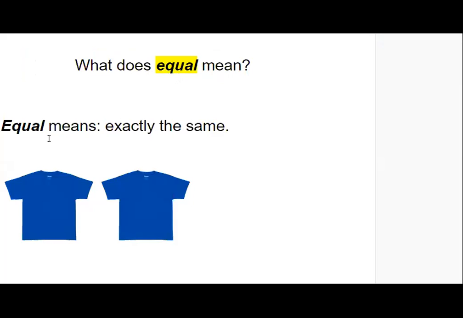What number comes after 7? 8. Very good. What number comes 2 numbers after 7? 8. 9.